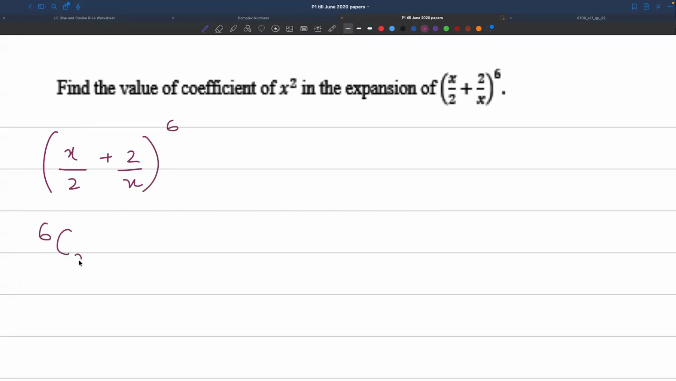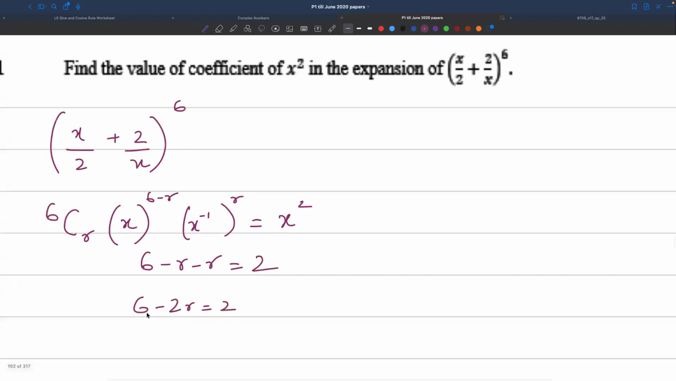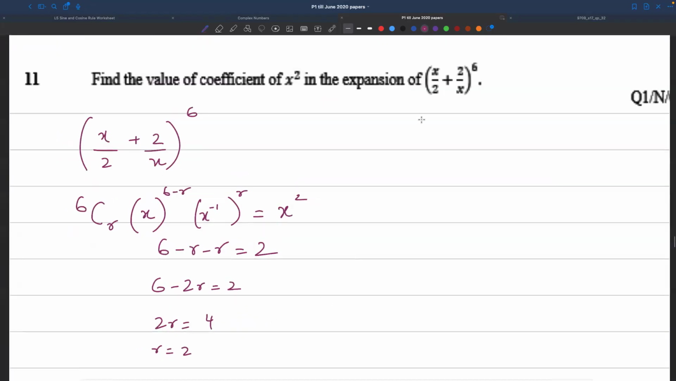Okay. Coefficient of x square. I will write as 6cr. In a, the power of x is 1 to the power 6 minus r. Right, Mohammed? And in b, x is to the power minus 1, to the power of r, is equal to x square. When I simplify this, won't this become 6 minus r minus r, isn't it, is equal to 2? So can I say 2r is equal to 4? Mohammed, are you understanding this, beta? Look at the board, I did it. r is equal to 2 has come.